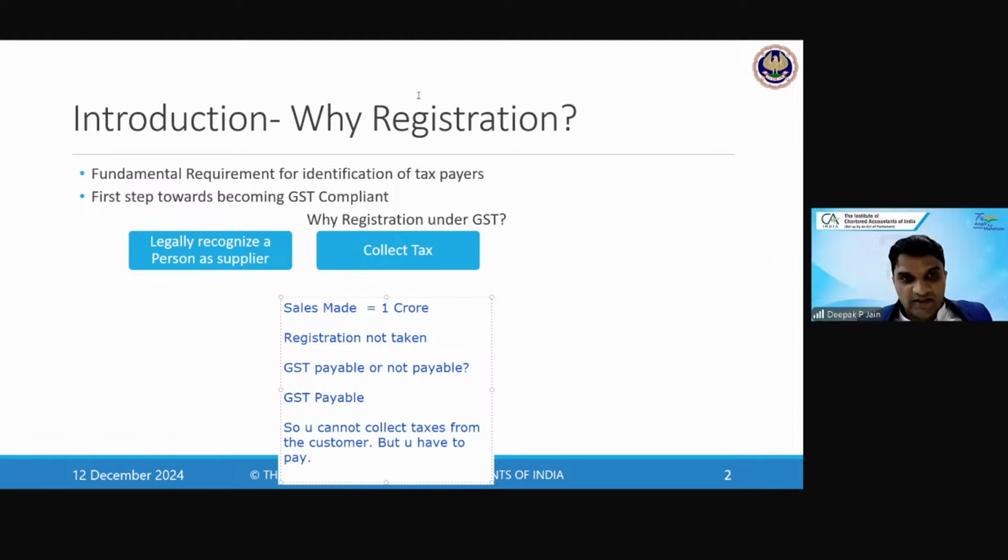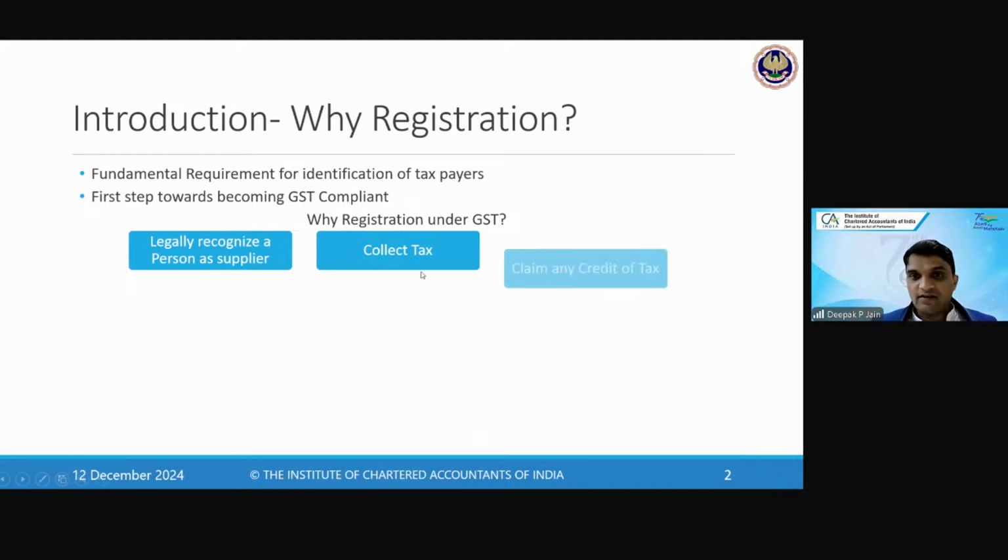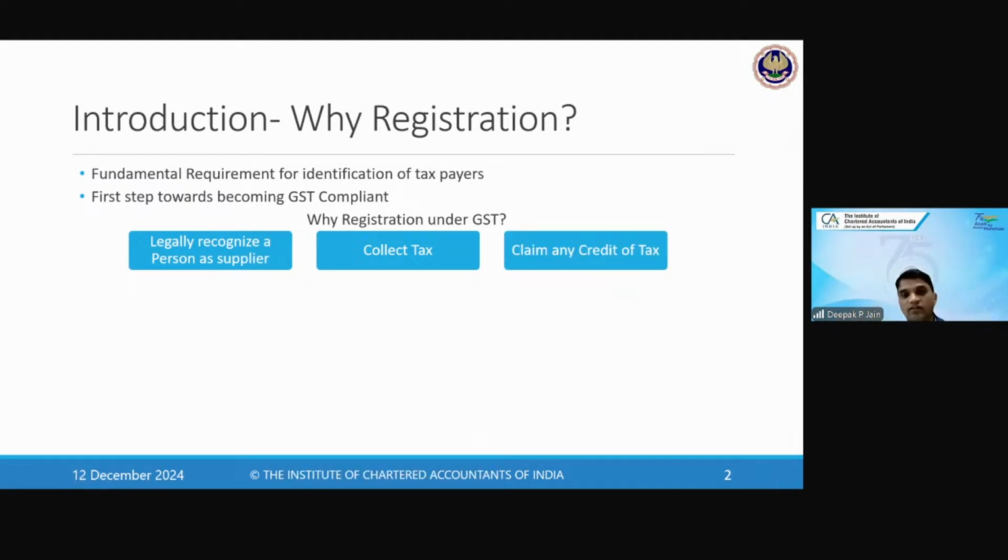So he can claim ITC, yes. So he can claim the ITC also. The second advantage is he can collect taxes and he can claim any credit of taxes. Any purchases he's making, any expenses incurred on which GST is being charged, only a person who is registered can claim the credit, because an unregistered person is not allowed to claim any credit. The requirement of claiming input tax credit itself says that it must be a registered person.